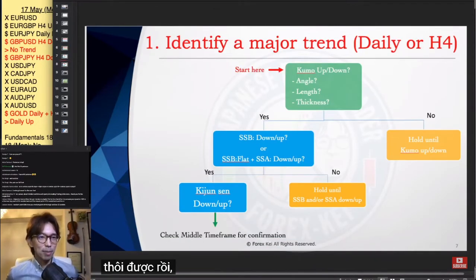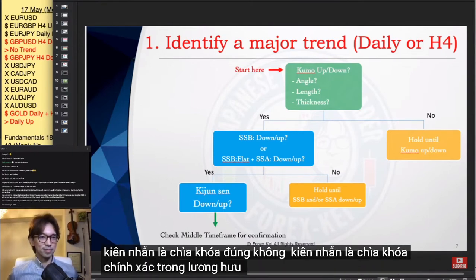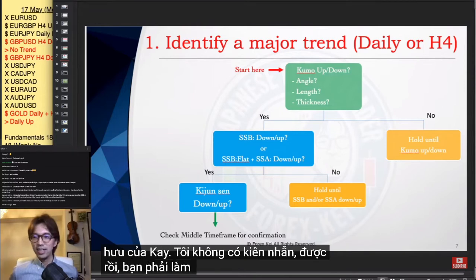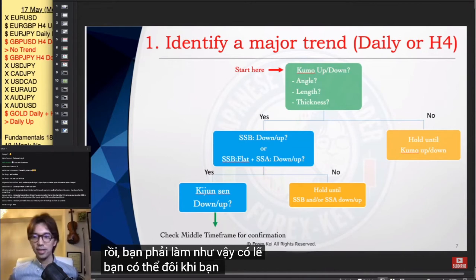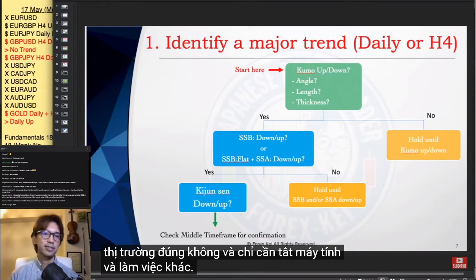Patience is the key, exactly. K is patience. I have no patience. Probably you can just sometimes forget about the market. You can just shut down the PC and do something else.